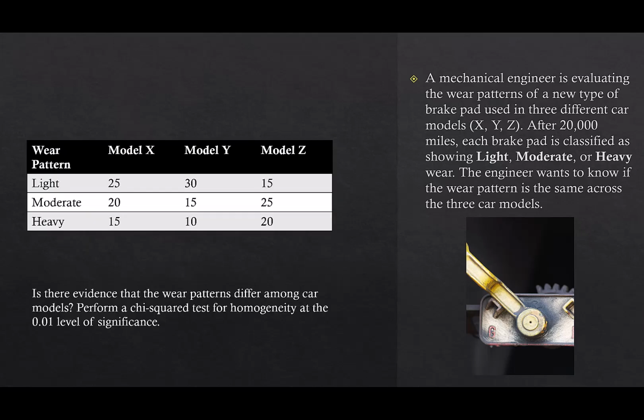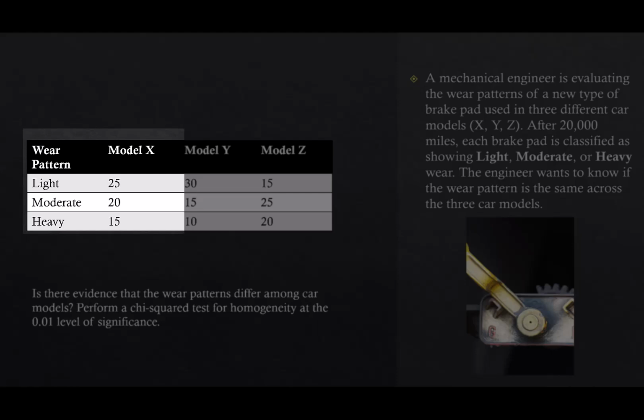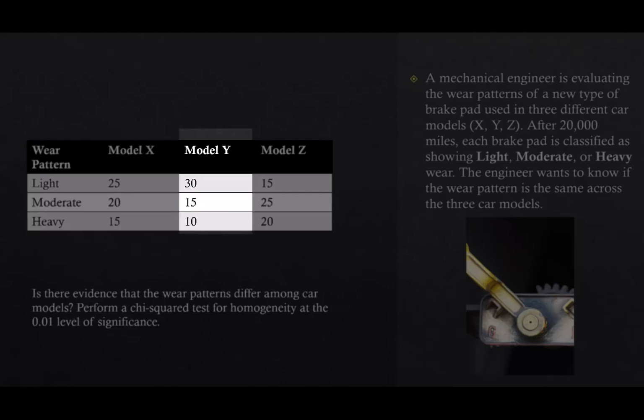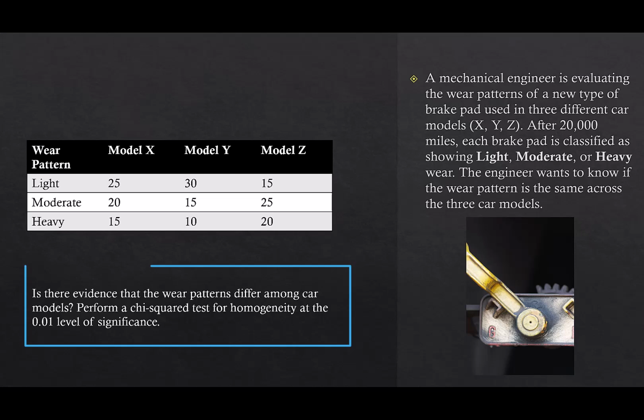The engineer's data revealed that Model X had light wear in 25 cars, moderate wear in 20 cars, and heavy wear in 15 cars. For Model Y, 30 cars had light wear, 15 had moderate wear, and 10 had heavy wear. Then in Model Z, 15 cars had light wear, 25 had moderate wear, and 20 had heavy wear. Let's find out if there is evidence that the wear pattern differs among the models. We'll perform our Chi-Square test for homogeneity at the 0.01 level of significance.